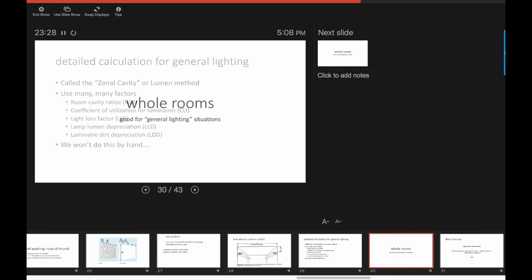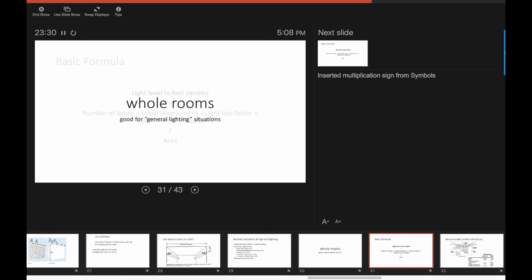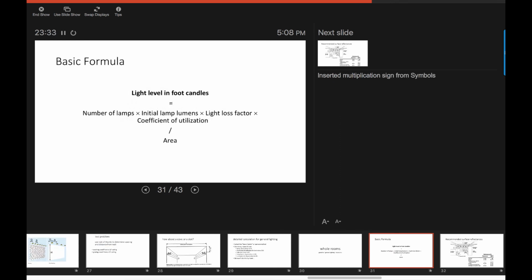So I will not be covering every single element of this, but the basic formula is the light level in foot candles on whatever work surface you want equals, here you go, number of lamps times the initial lamp lumens times the light loss factor times the coefficient of utilization divided by the area. Okay, got that?